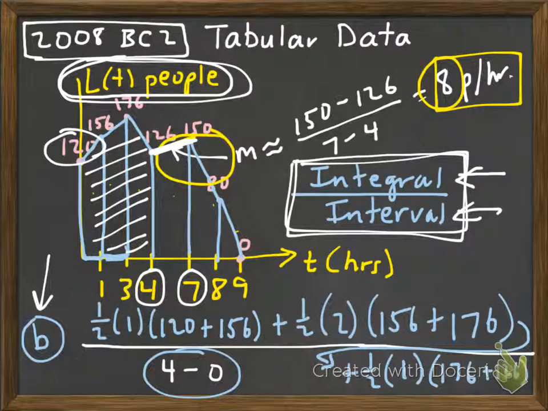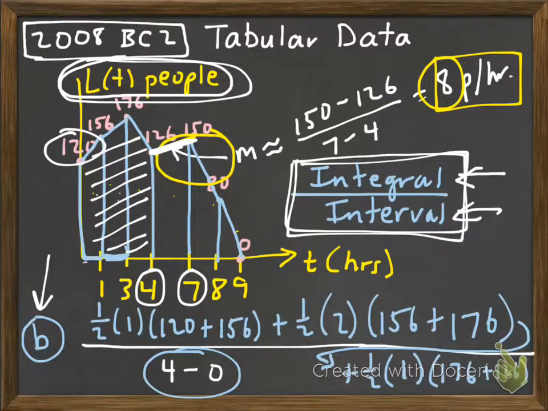We're using a trapezoidal approximation to approximate that integral, and we just add up the areas of these three trapezoids from 0 to 4, and the interval would be 4 minus 0. You can see the work down here at the bottom of the page, and you can leave it like that. That's the average number of people waiting in line at any one time over those first 4 hours. So 155.25 people waiting in line on average, at least that's an approximation.